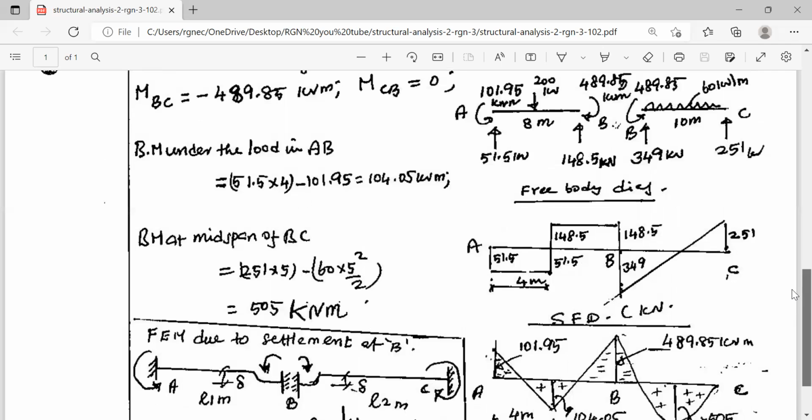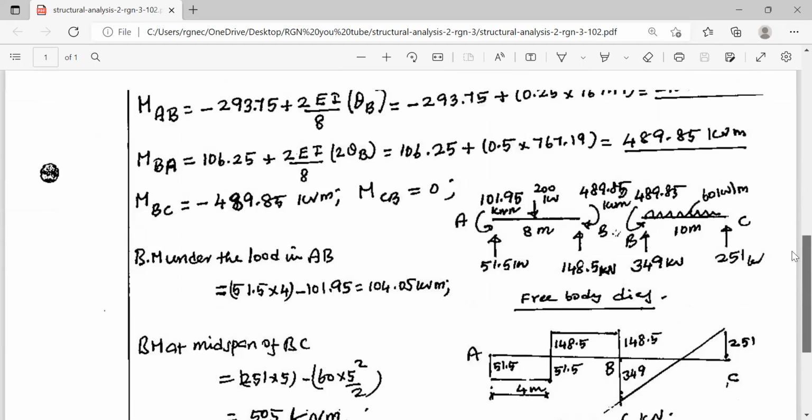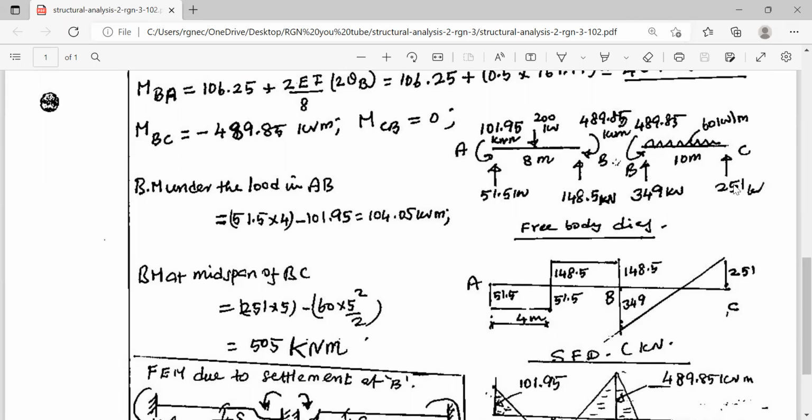Now what about the bending moment at midspan of AB? Bending moment under the load at midspan of AB is this much, 51.5 into 4 minus 101.95. You can calculate. So this is 104.05. This is the net bending moment under the load at AB, the sagging bending moment. And what is the bending moment at the midspan of BC? This is 251 sagging bending moment, right upward into 5. That is the first term, 251 into 5 minus 60 into 5 square by 2. So this is 505. This is the net bending moment at midspan of BC.